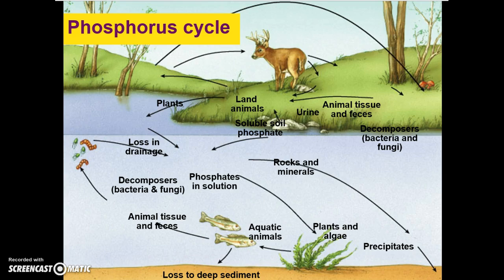So phosphorus is a major component of nucleic acids, of phospholipids, and a major part of ATP. And phosphate, PO4 with a negative charge, is the most important inorganic form of phosphorus. The largest reservoirs are sedimentary rocks of marine origin, oceans, and organisms.